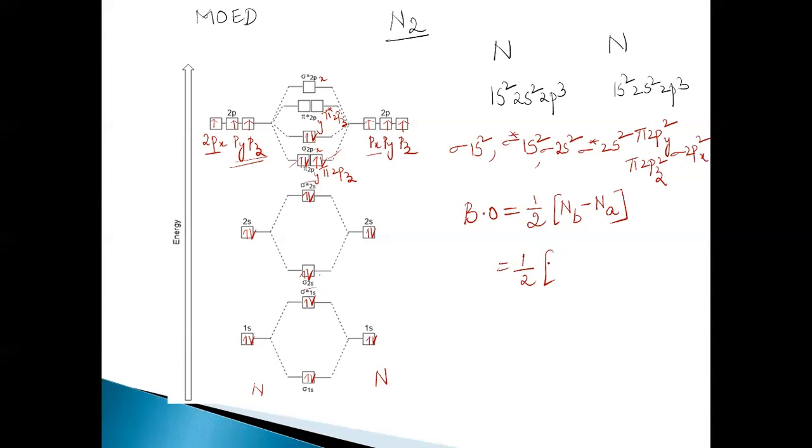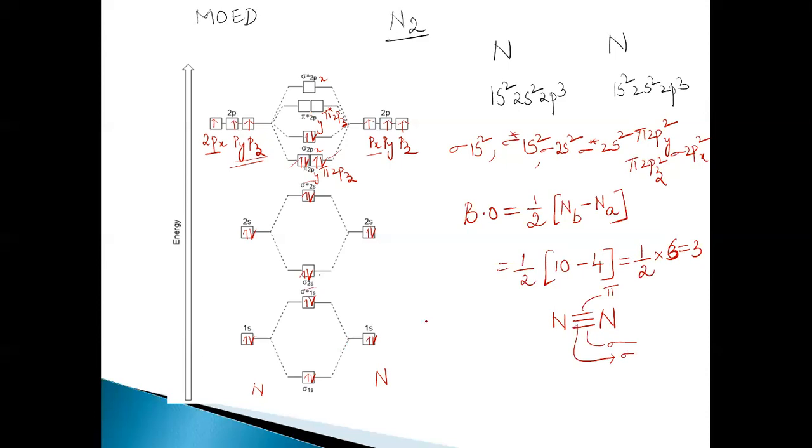So 1, 2, 3, 4, 5, 6, 7, 8, and 9, 10. This is also without the star. So 10 minus the anti-bonding ones: 1, 2, 3, 4, only 4 electrons, and these are not filled. So half into 6 will be 3. So it is a triple bond which is formed. Bond order is 3, which means the bond formed between the two nitrogens is a triple bond. One is sigma and the other two are pi bonds here.